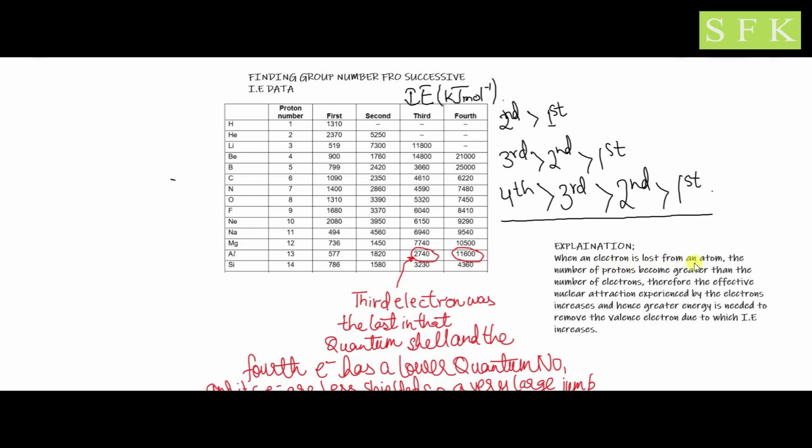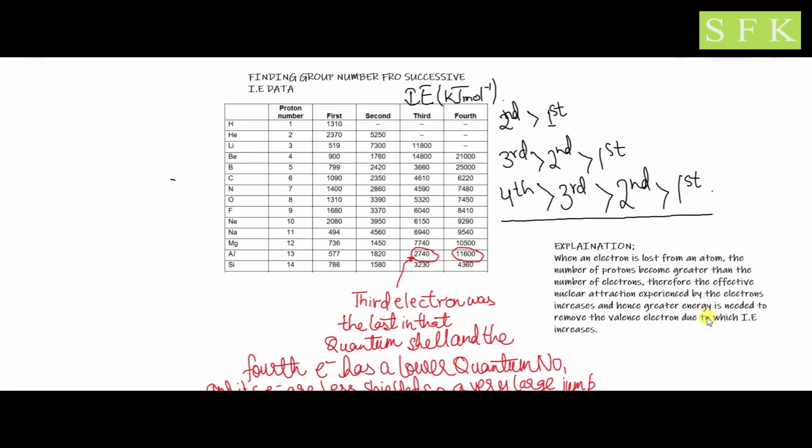When an electron is lost from an atom, the number of protons becomes greater than the number of electrons because obviously the electrons are lost, but the proton number remains constant. Therefore, the effective nuclear attraction, that is the nuclear attraction per electron experienced by the electrons, increases, and hence greater energy is needed to remove the valence electrons, meaning greater energy will be needed to remove the second electron as compared to the first electron which was lost, because this time the nuclear attraction has become even stronger.